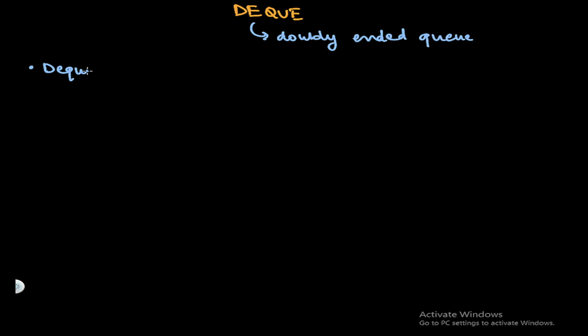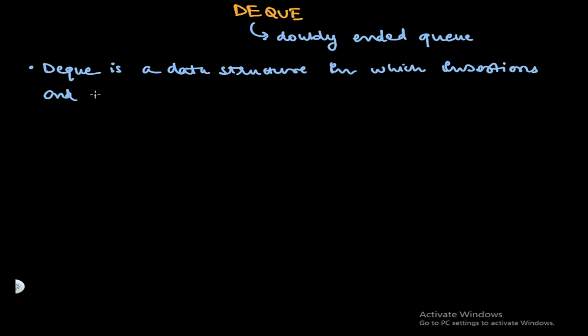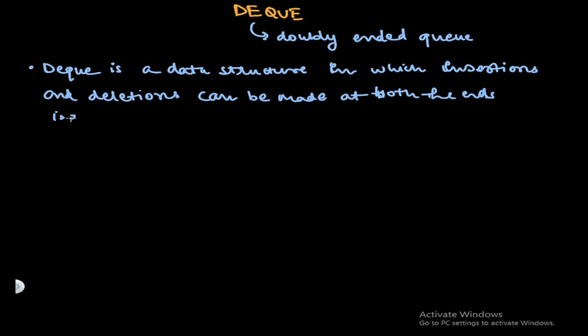DQ is a data structure in which insertions and deletions can be made at both the ends. Before I complete this part, let's understand this part first. DQ is a data structure in which insertions and deletions can be made at both the ends.